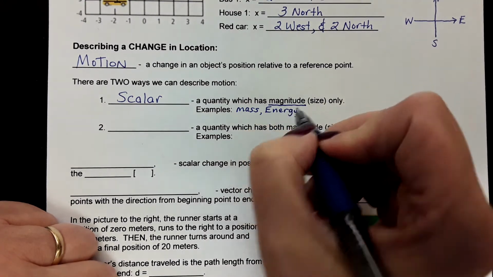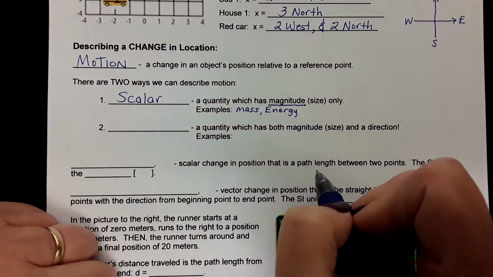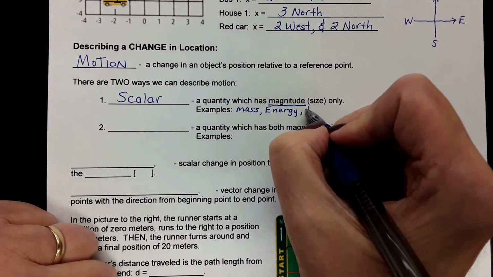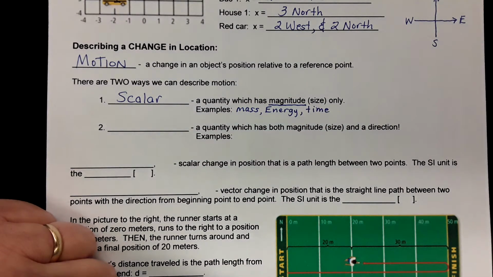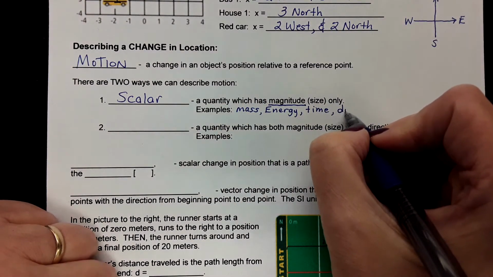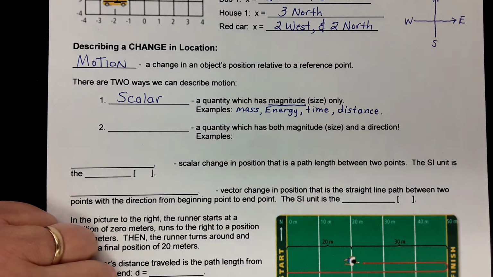Some other examples, energy. You could have 10 joules of energy. That's the magnitude, 10 joules. Another example of a scalar is time. 50 seconds. That would be how big the measure of time is. And distance, which we'll look at in a minute. Distance is described only by how big the distance is. For example, 10 meters. That's how big it is.